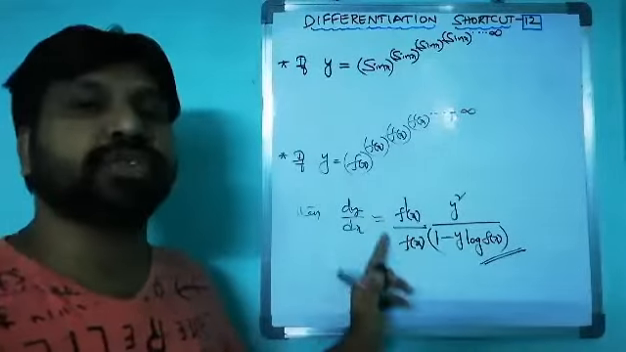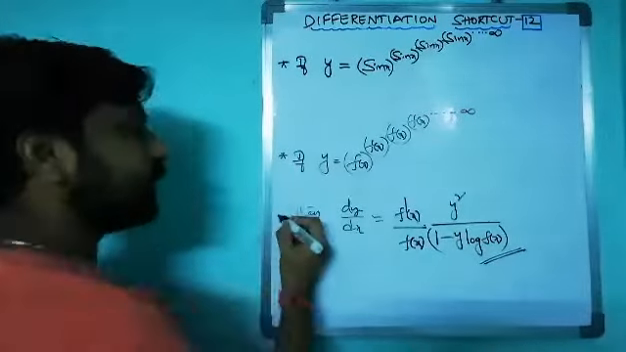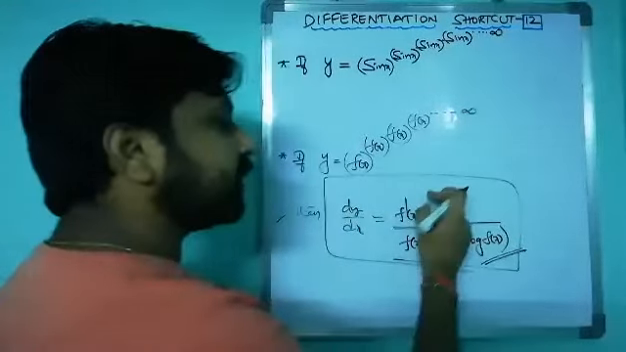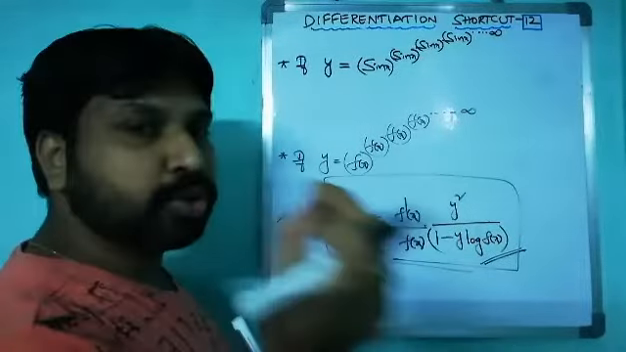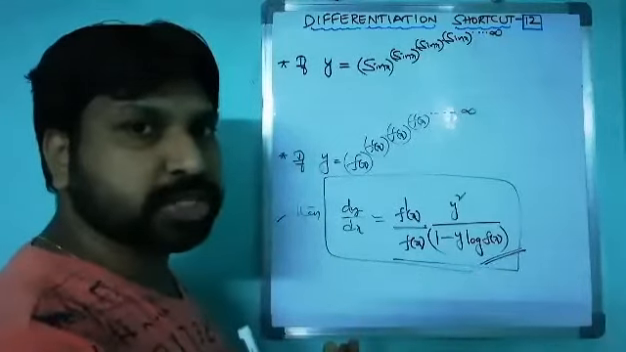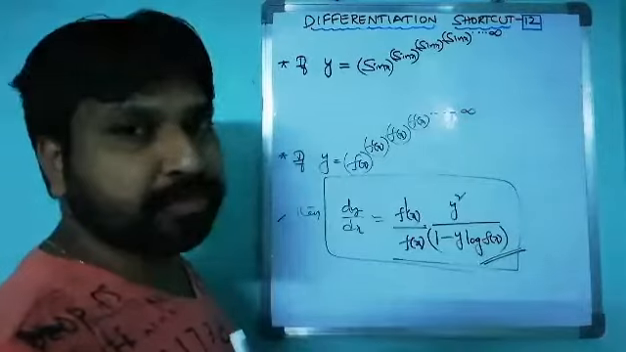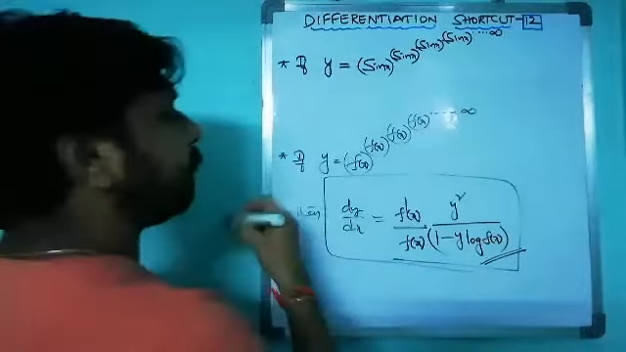This is f dash of x by f of x. This is our shortcut form, friends. If you remember this part, just 2 seconds is enough to solve this kind of questions, friends. Just derivative by f of x, that's your answer, friends. Look here, friends, whether it is applicable or not.